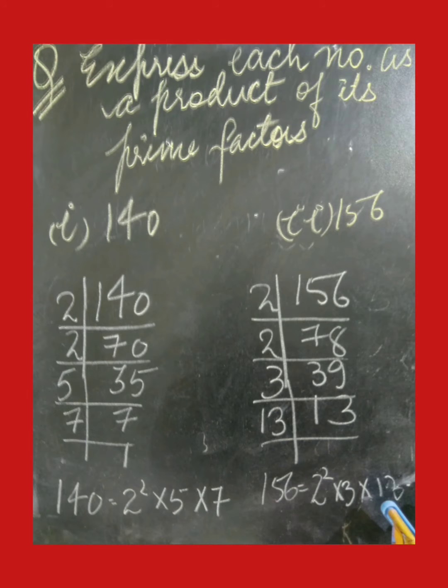Now we have the second part, that is 156. I can write 156 as 2 multiply 78, then 2 multiply 39, then 3 into 13, then 13 ones are 13. I can write 156 is equal to 2 into 2 into 3 into 13, or I can say 2 square into 3 into 13. So we are completed with our first question.